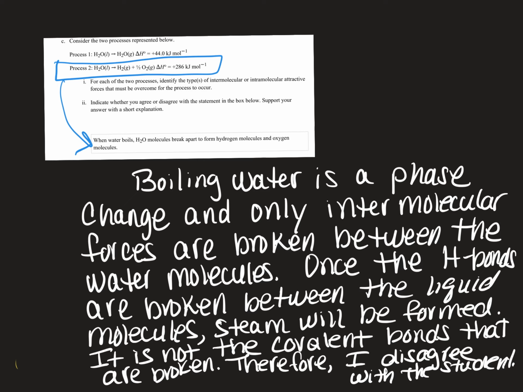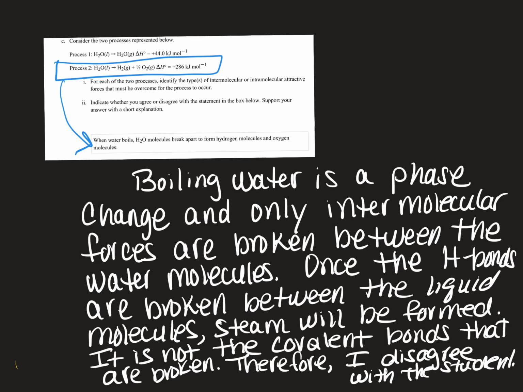If you write what's there and you're incorrect, then you're incorrect. So that would be 0 out of 2 points. But in this case, you have to say I disagree. And then once you say I disagree, you have to have the correct description. In this case, it was based on the fact that you're breaking intermolecular forces and not intramolecular forces. So that would be the 2 points that you could earn there.